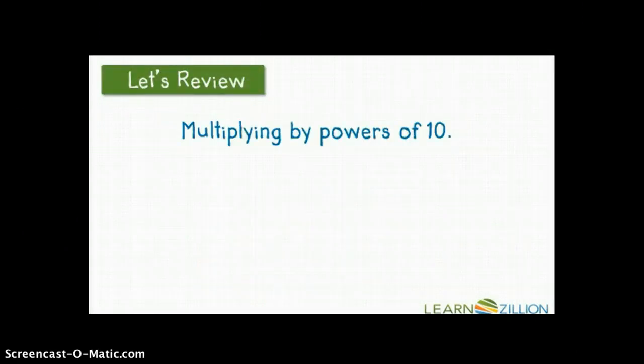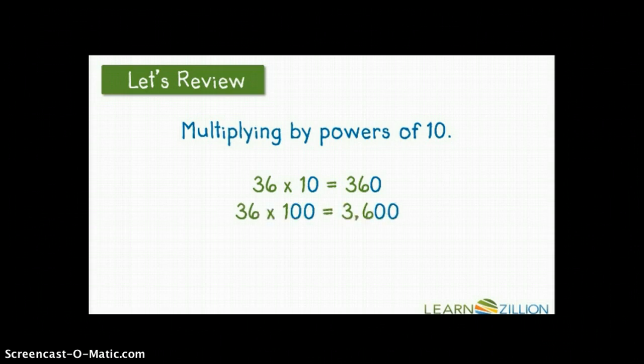It's also important to remember the powers of 10. When we multiply something by 10, the number increases 10 times, and we add a 0. 36 times 10 equals 360. 36 times 100 would be 3,600, and we would add 2 zeros. And 36 times 1,000 becomes 36,000.